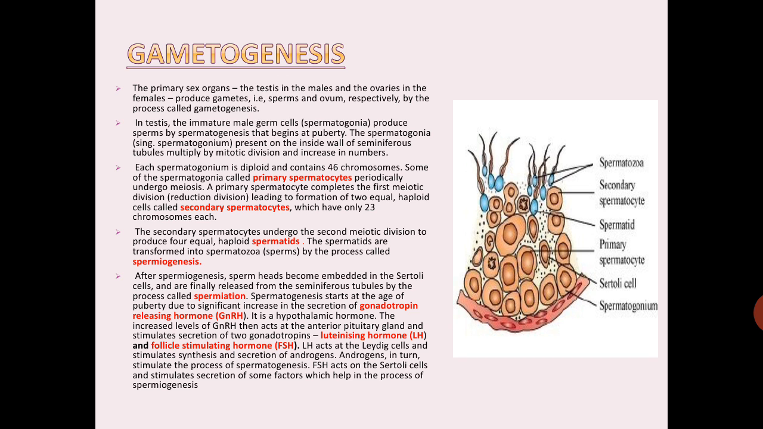After spermiogenesis, sperm heads become embedded in the Sertoli cells, and are finally released from the seminiferous tubule by a process called spermiation. Remember, you might get confused between spermiogenesis and spermiation. Spermiation is a process where the sperms get released from the Sertoli cells.